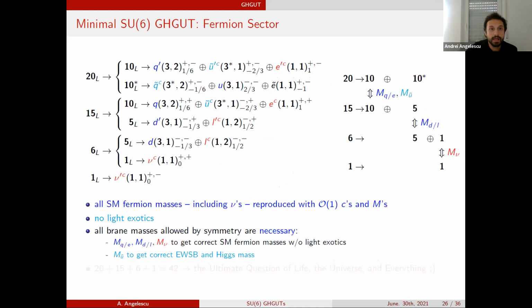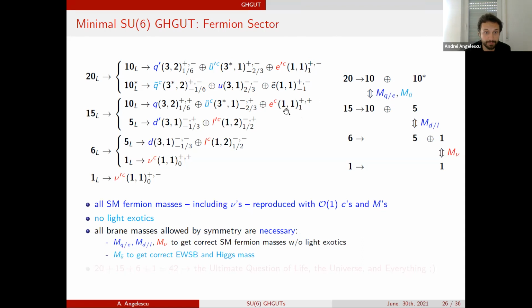This is the fermionic sector we added in our model. Even though it looks complicated, this is really the minimal thing you can do. Just to mention one constraint, this 20, which is the three-index anti-symmetric representation of SU(6), is the lowest representation that can accommodate a right-handed up quark. And then again, we had to play a similar game as before: since the different quarks live in different multiplets, they do not get connected to the Higgs. So you have to add some brane masses to connect them to each other, such that they can get their masses through electroweak symmetry breaking.